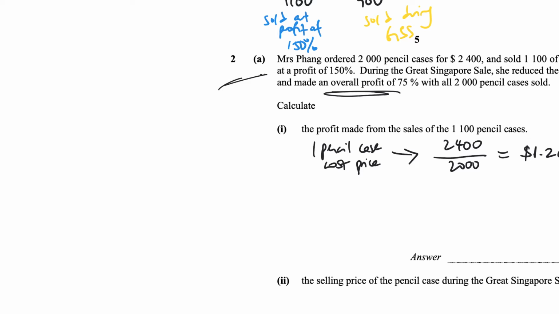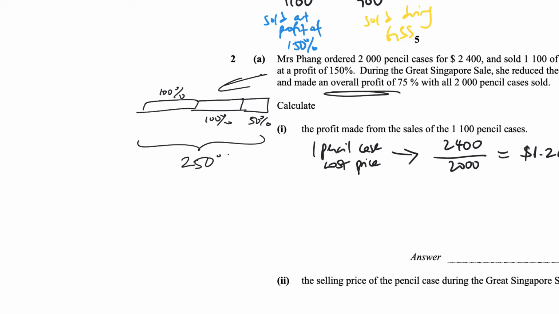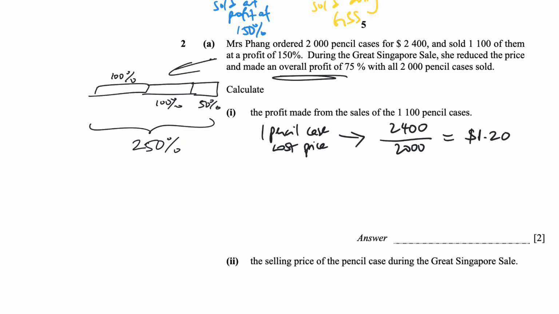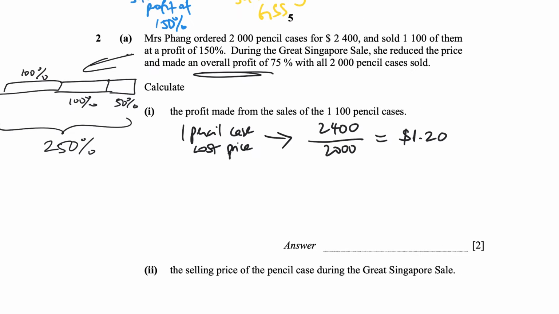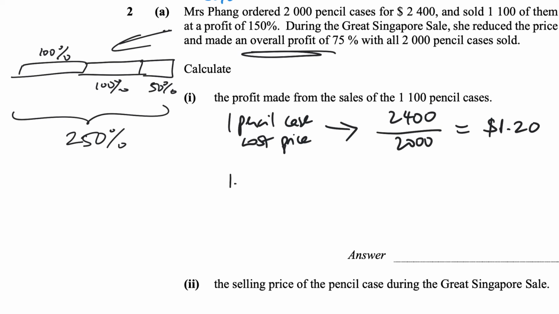So a profit of 150% simply means, let's say this is 100% and the profit is 150%, it means this 100%, another 100%, and another 50%. That means in total, she sold it for 250% of the original price. And so how much did she sell each pencil case for, to make a profit of 150% on each pencil case? Since it cost her 120 cents, we just have to divide by 100 to find 1%, and then multiply by 250.